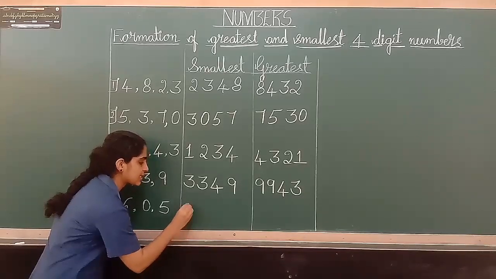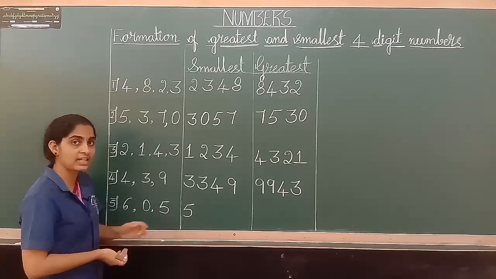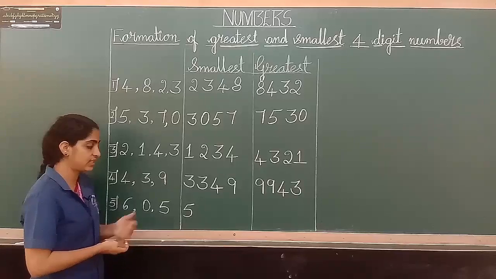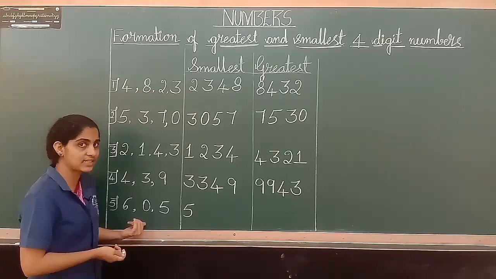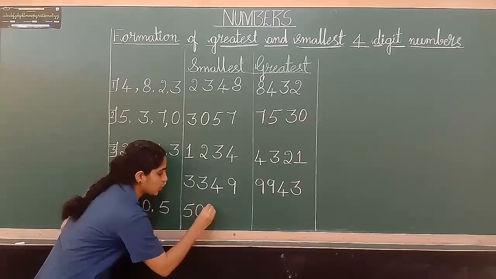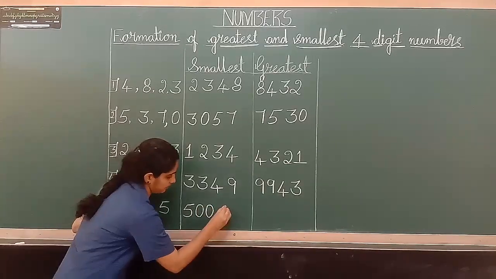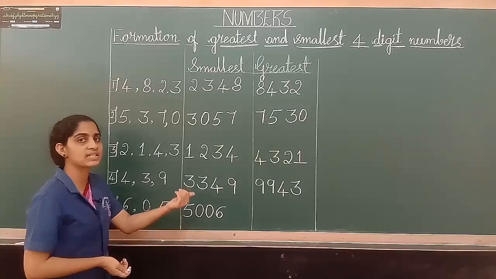5 is the next smaller digit. Should I write 5 again? No. Here we are not writing 5 again. Even though we have written 5 first, when you compare these digits, 0 is the smallest digit, right? So we have to repeat 0. That's the reason we have to write 0 twice. And the last digit is 6. So we got the smallest number 5006.